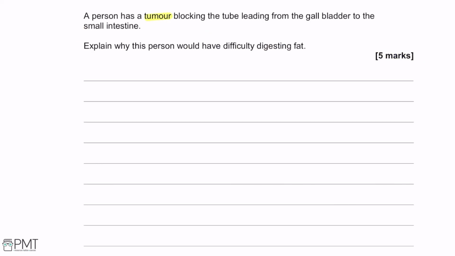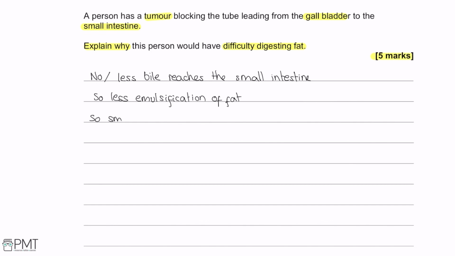A person has a tumour blocking the tube leading from the gallbladder to the small intestine. Explain why this person would have difficulty digesting fat, and this question is worth 5 marks. So what's happened is this blockage is causing no or less bile to reach the small intestine. So there is less emulsification of fat, and it isn't breaking into little droplets. This reduces the surface area to volume ratio, and means that lipase, an enzyme, cannot break down the fat so efficiently.